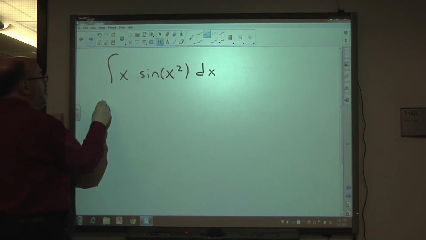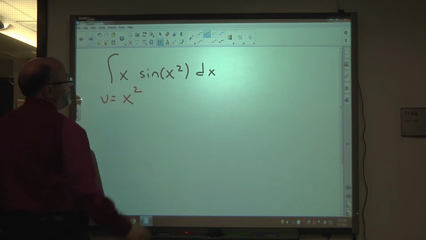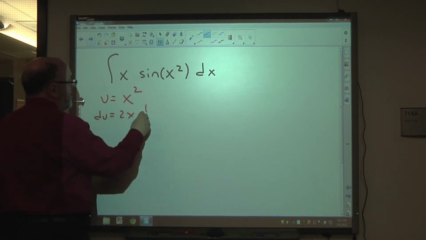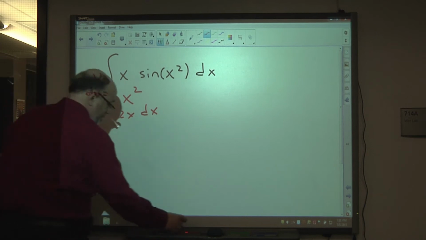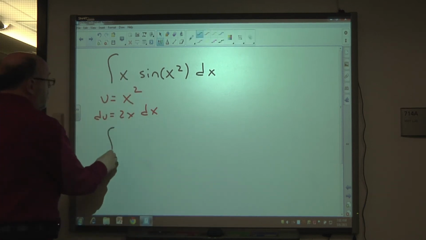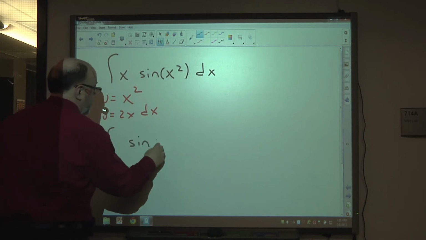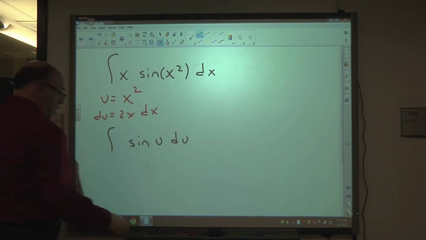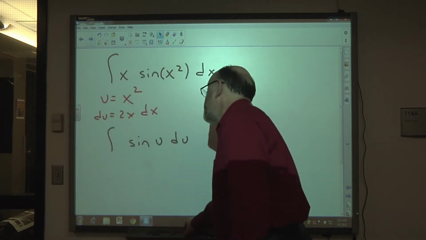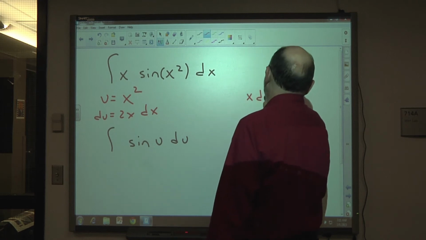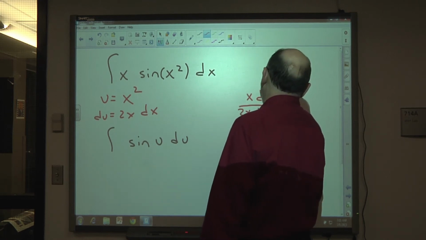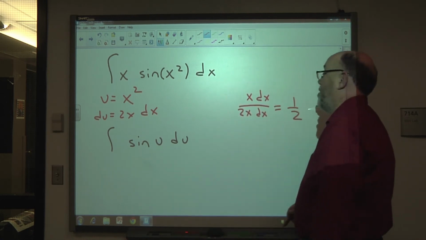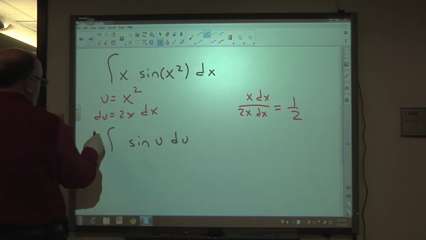But if we say u is the x squared, then the du is going to be 2x dx. So we're going to get the sine of u. And then my original is x dx. What I have here is 2x dx. So x dx over 2x dx. And so you can see again that this will just come out to be 1/2. And so we get the 1/2 out front.